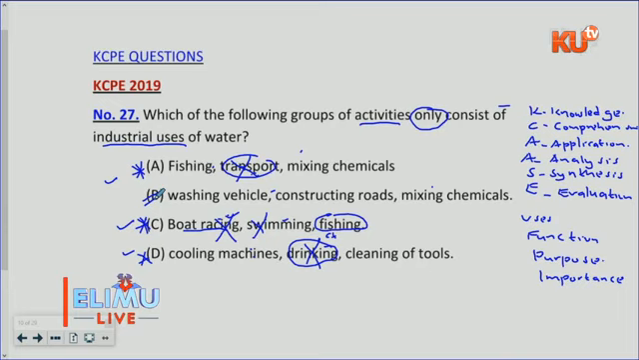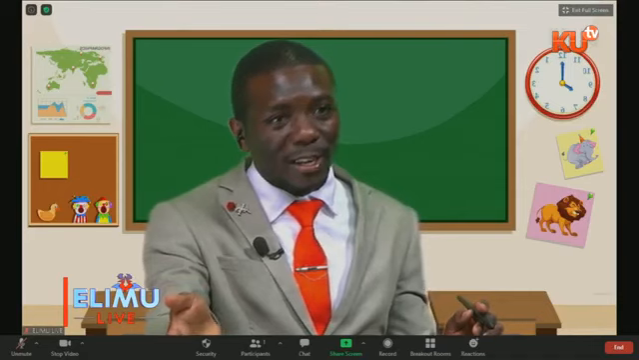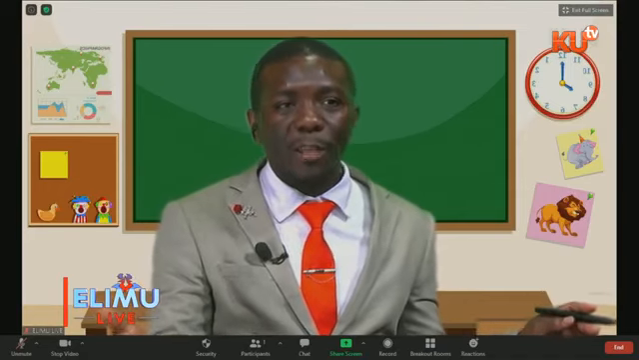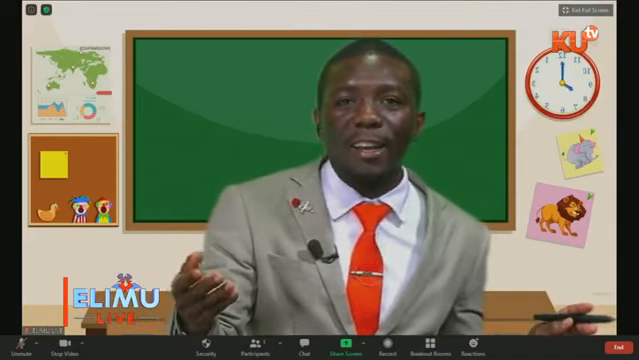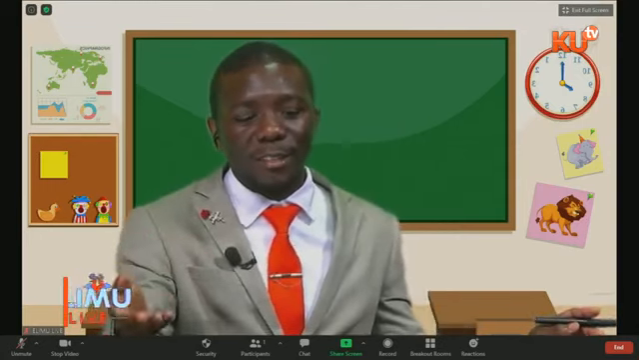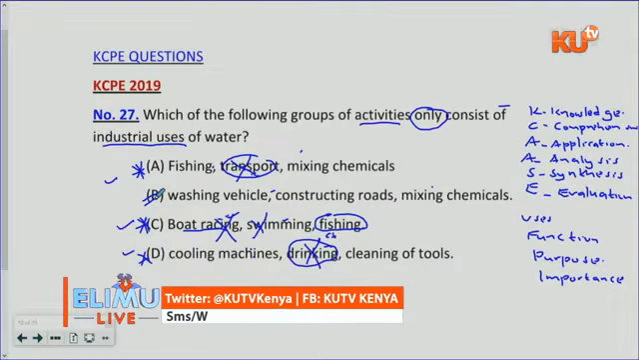Constructing roads, there are industries or the companies that are hired to make those roads. Like in Kenya, mostly the people that get that tender, they're the Chinese and they make the roads. So that one is industrial use of water. And then mixing chemicals, it is industrial again. So the correct answer there was choice B.